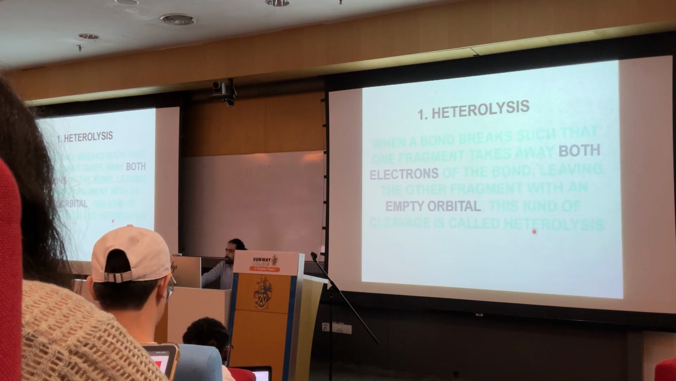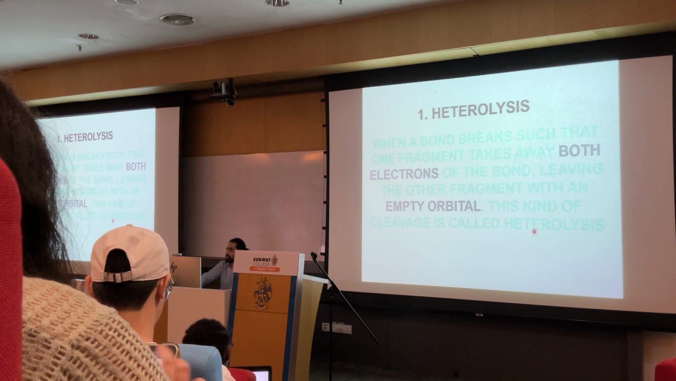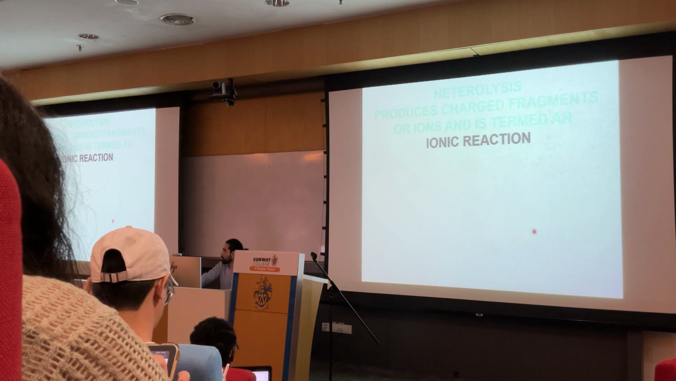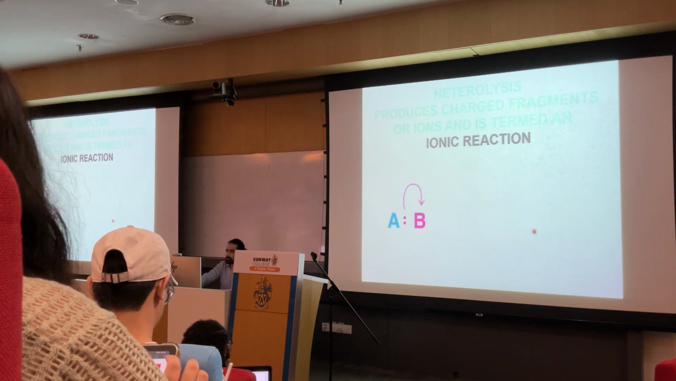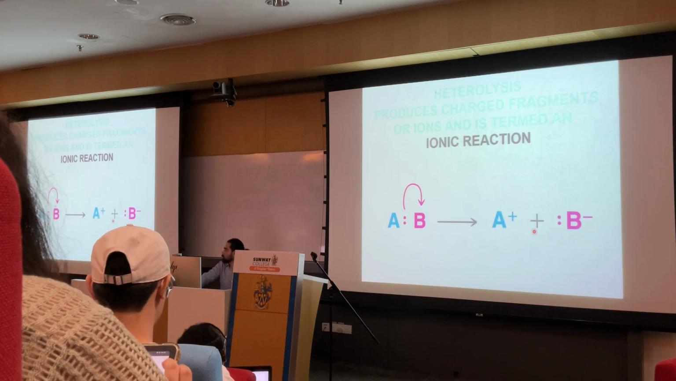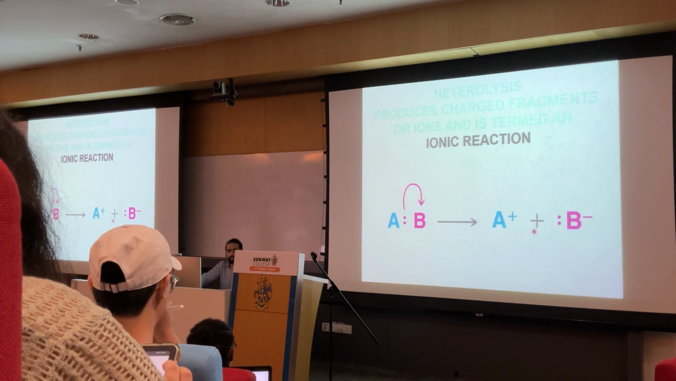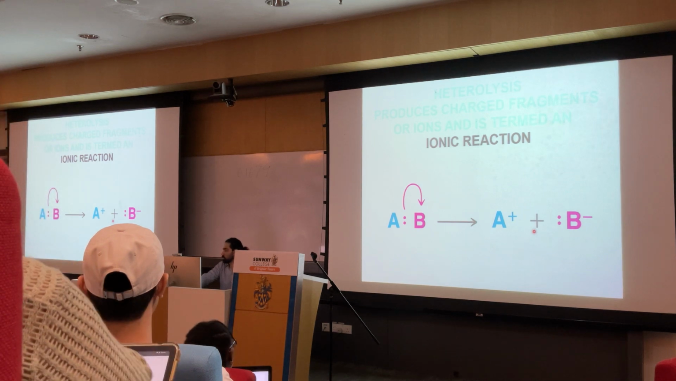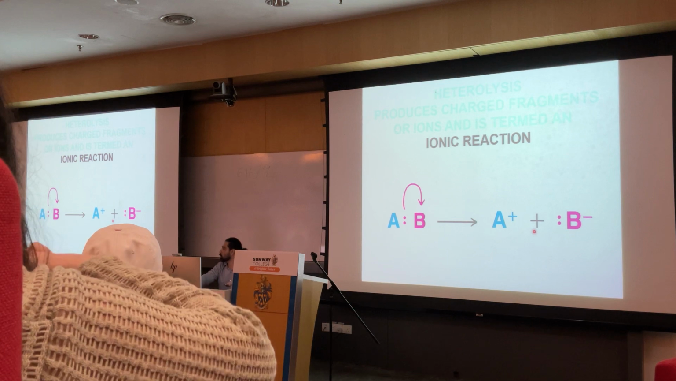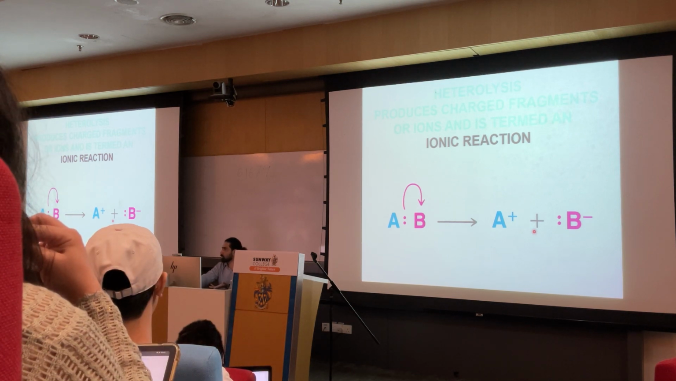An example of heterolysis will be the formation of ions, like electrophiles and nucleophiles. So heterolysis gives rise to ionic reactions, right? One of them will take away the whole pair, and the one which took the pair will get the negative charge, and the other one will get positive charge. So you see that we are getting ions. One is nucleophile, which is negatively charged. Positive charge will be electrophile, right?